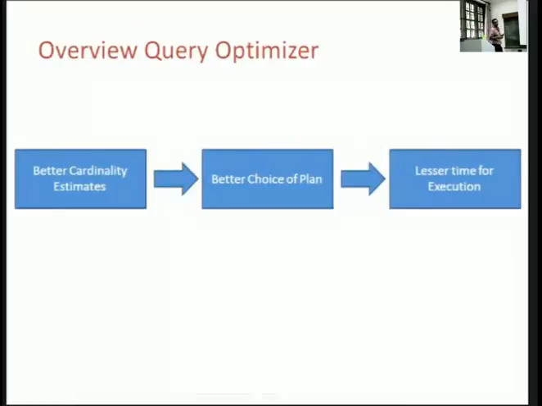So here's the big picture or the overview of the query optimizer. First, it estimates the cardinalities, for example, for the salaries that we spoke about, and the better the estimates are, the better the plan. That may be right, that may be wrong, right? If it happens to be correct, we actually get a better plan, which implies that it will be better in terms of execution time. It will be lesser execution time. Okay, you get the big picture. Any questions until now?